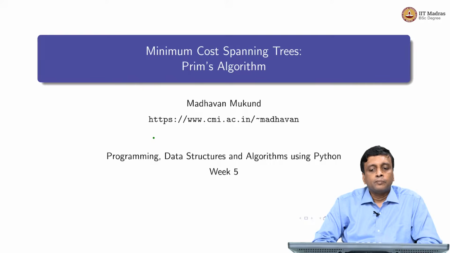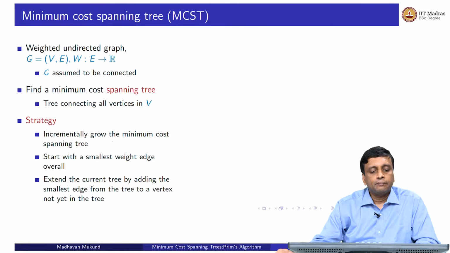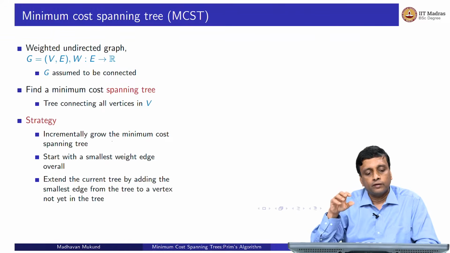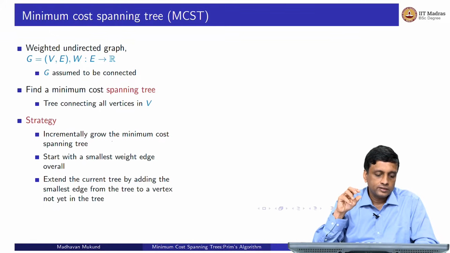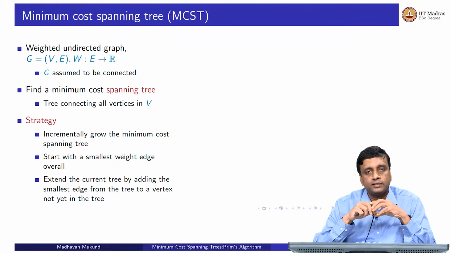So, we are looking at minimum cost spanning trees, and we said that there are two broad strategies, and the first one of them is called Prim's algorithm. In Prim's algorithm, we will try to find a minimum cost spanning tree by incrementally growing it from a small edge. In particular, we could start with the smallest edge, and then we will extend the tree by adding the smallest edge from the tree.